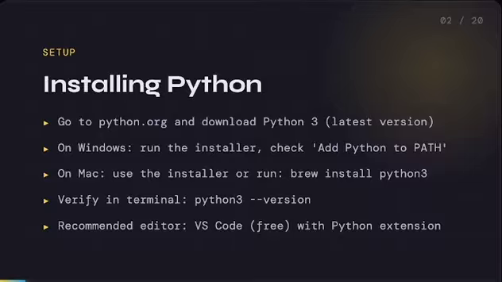Once installed, open your terminal or command prompt and type python3 --version to confirm it is working. You should see a version number appear. For writing code, I recommend Visual Studio Code. It is free, lightweight, and has an excellent Python extension.